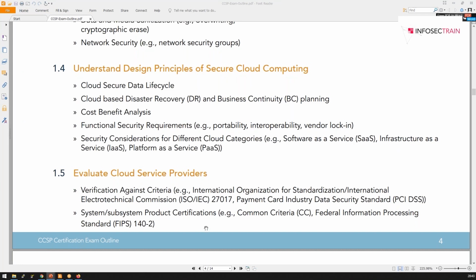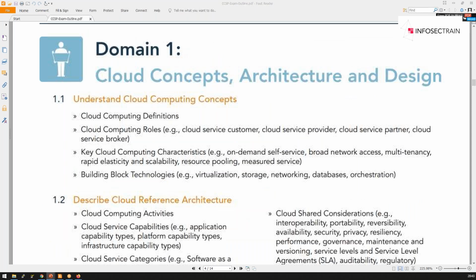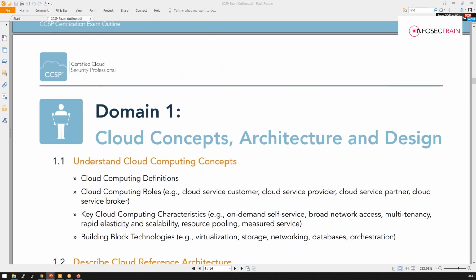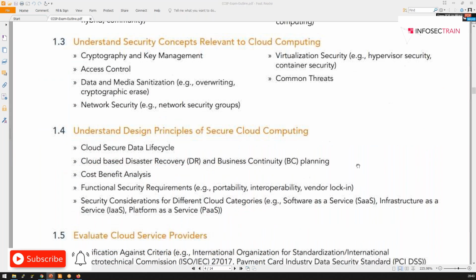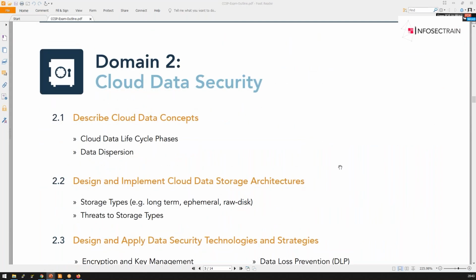That's about domain one, and domain one is pretty easy if you understand the concepts very clearly. So team, the CCSP exam is all about critical thinking. You must be able to think effectively if you want to pass the CCSP exam. The next one is domain two. Domain two is all about cloud data security.